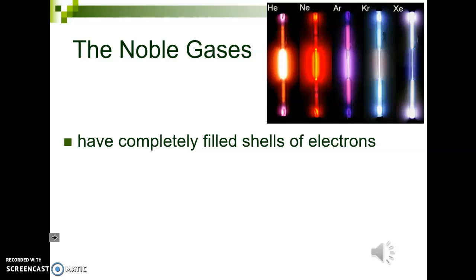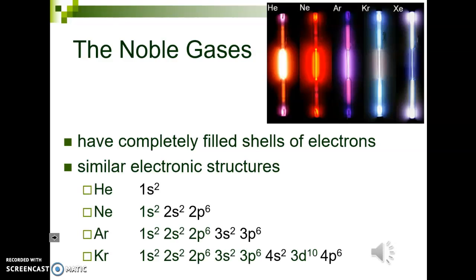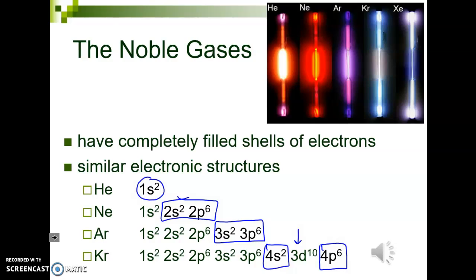The noble gases, like I mentioned earlier, have completely filled shells of electrons, similar electronic structures. So I'm going to go ahead and put these up. You'll notice that if you look in the highest energy level, so for helium it's 1, for neon we're in the 2nd energy level, argon we're in the 3rd energy level. There is an exception with that 3d stuck in the middle there, but look, everything is completely filled in the outermost or the farthest out energy level. This is what makes them noble. They don't react with anything because they have no more room. There's no more room left for anything to fill in those orbitals.